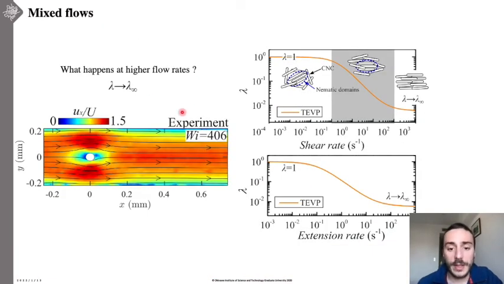So we have seen the development of this negative wake, but what happens at higher flow rates? At higher flow rates, the negative wake disappears. And we explain this because the material attains its lowest plateau in terms of shear and extensional viscosity, and therefore lambda goes to its minimum, and the material behaves more like a Newtonian fluid. So this is more similar to a Newtonian fluid in this high Weissenberg number region.